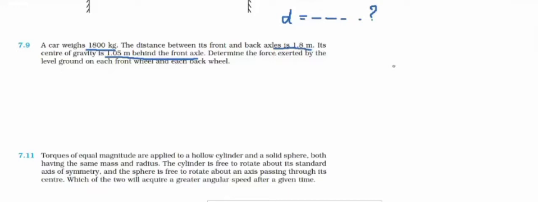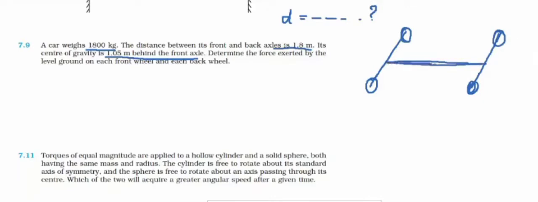Okay. Now the car we consider like this. So here we can have two tires. Front tires we can take like this. Then the back wheels. And this is the axle. Now the forces we can take like this.